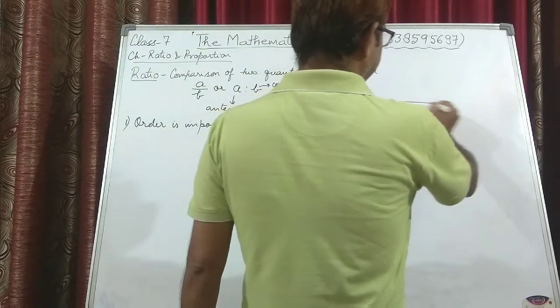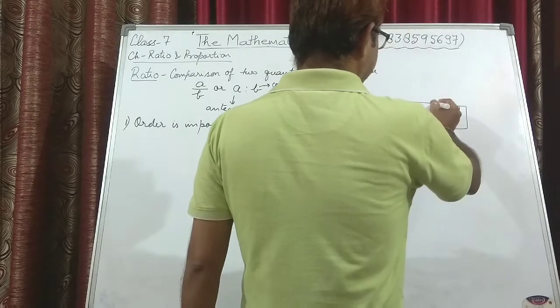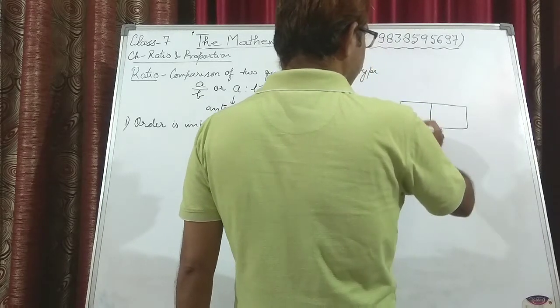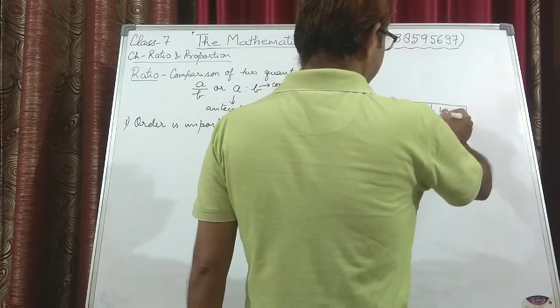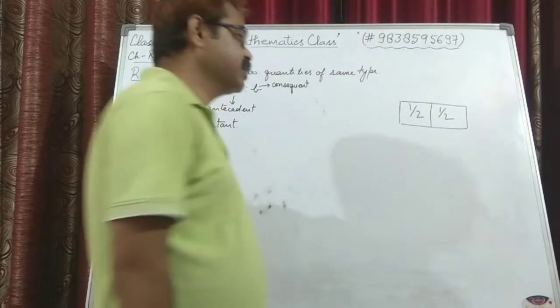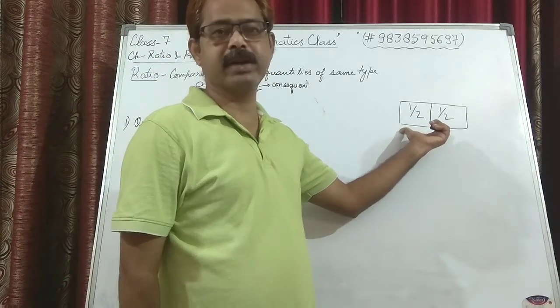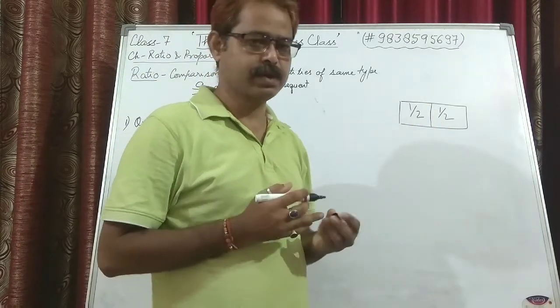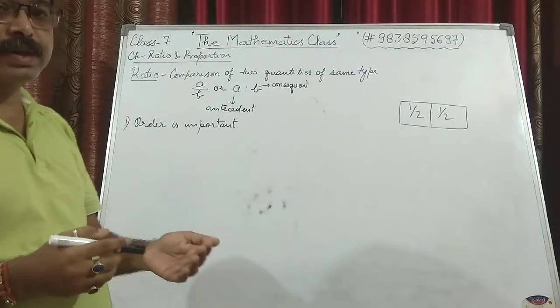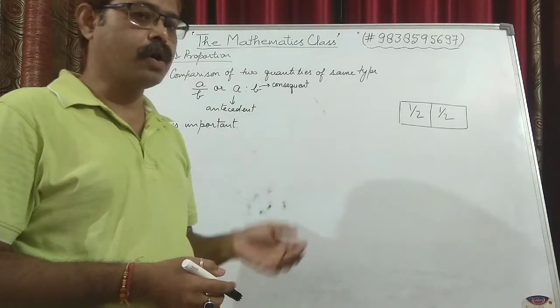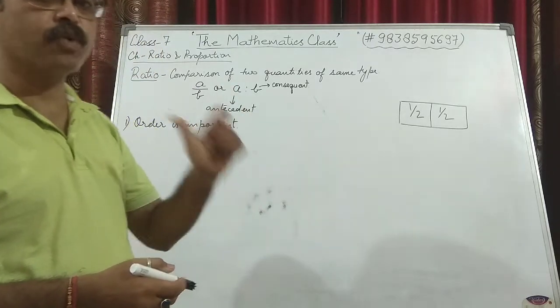Suppose there is a chocolate and this chocolate is divided among two of you. So this one part is 1 upon 2 and the other part is also 1 upon 2. This means that one chocolate has been divided into two equal parts. But what is ratio? Ratio is the comparison of two same quantities.